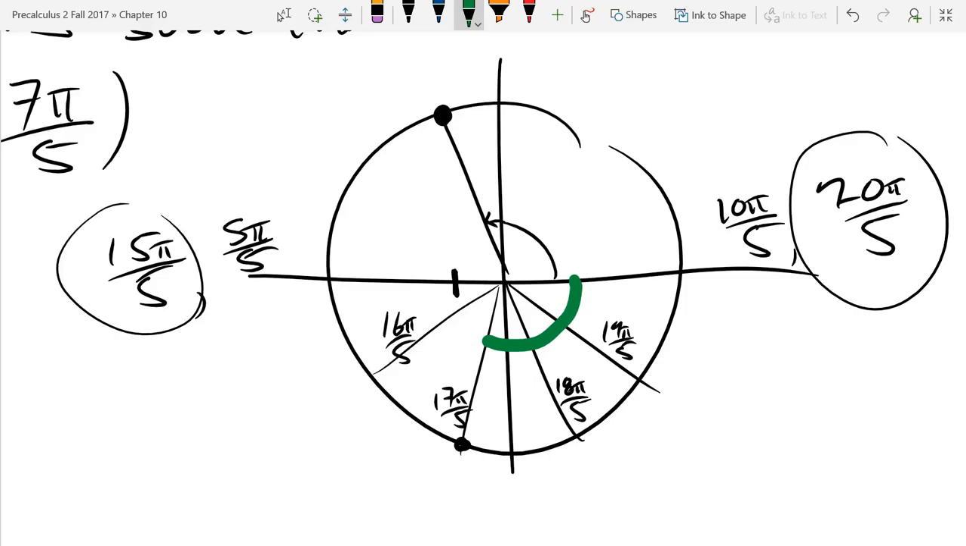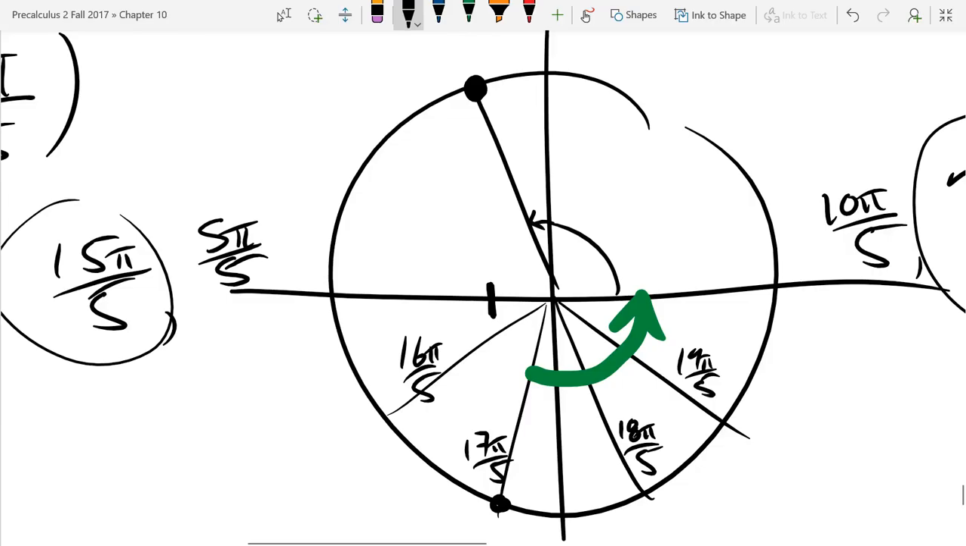So what's the measure of that green angle? We can measure it this direction. 3 pi over 5. I'm just counting off pi over 5s. There's 3 of them. So remember, fractions are easy if everything's in fifths. We're not fraction geniuses, we're just writing everything in fifths and then counting out fifths. So the other angle is 3 pi over 5.